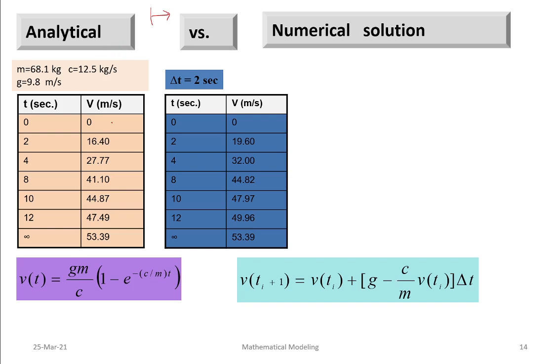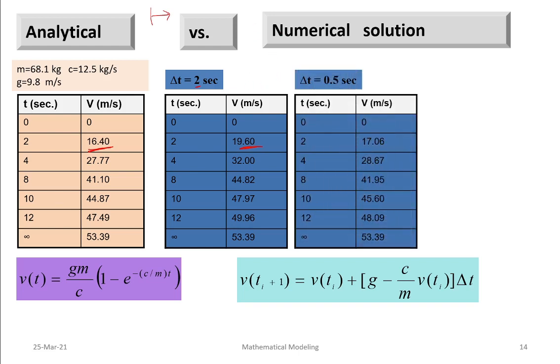Okay. So now with a step size of 2 seconds, here you can observe, here it is 16.4, here it is 19.6. There is a big gap between these two numbers. Okay. So if I want to reduce this, what I can do is take smaller steps, 0.5 steps. And if I put the 0.5 step, I got something like 17 and here 16.